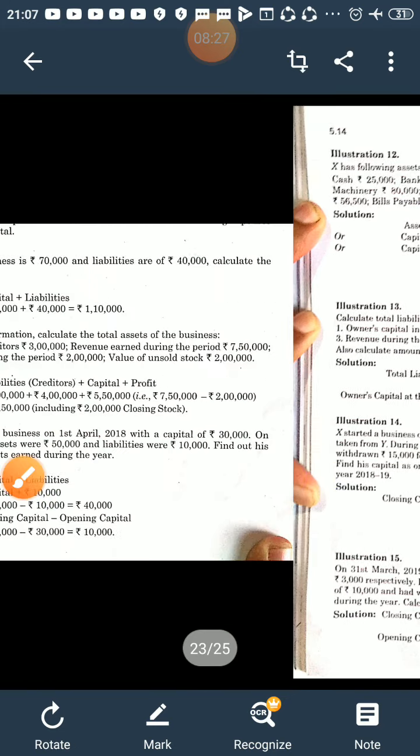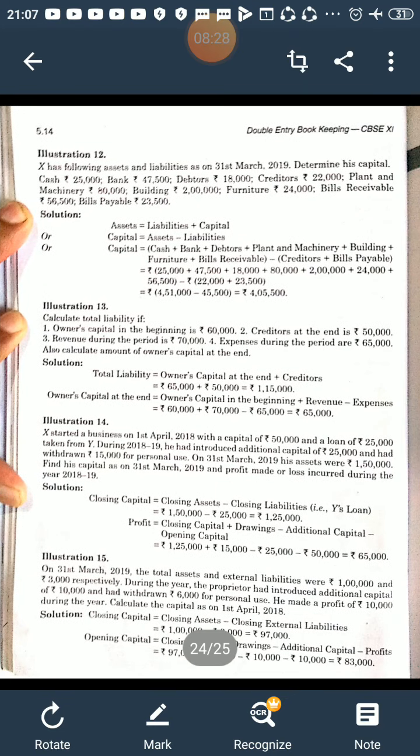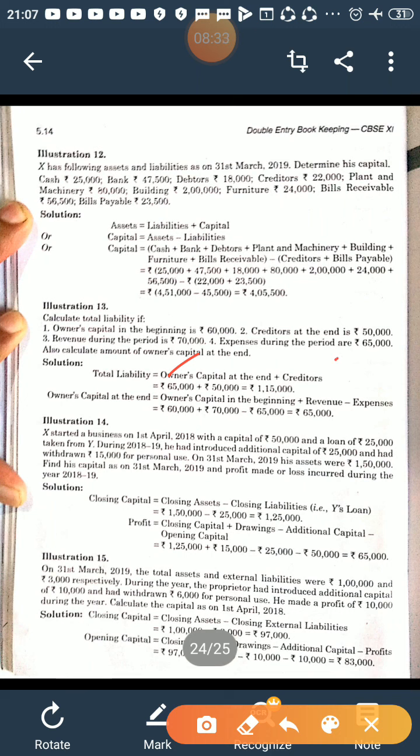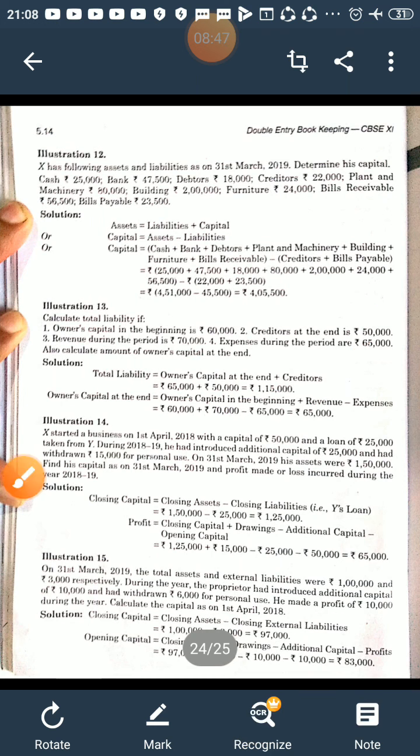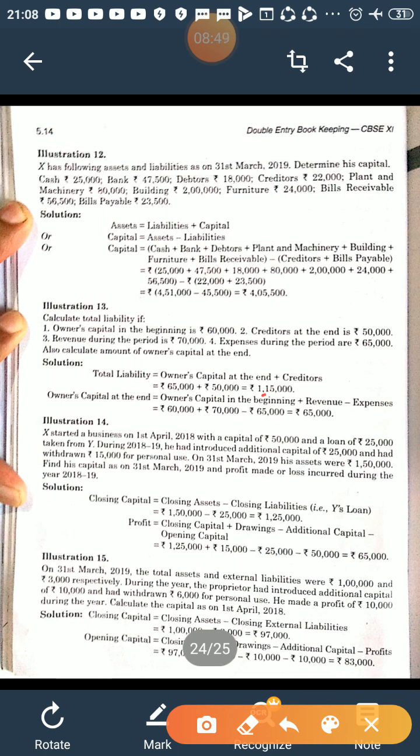Now total liability is equal to owner's capital at the end plus creditor. So owner's capital is 65,000, we have calculated here, plus 50,000, the creditor at the end is given. So total liability is 1,15,000.